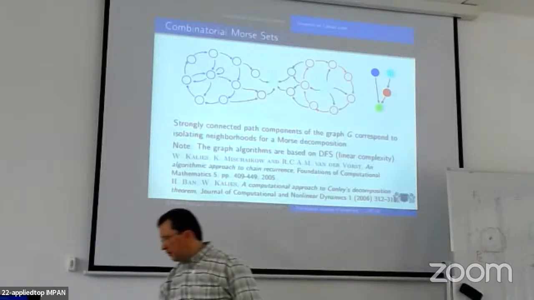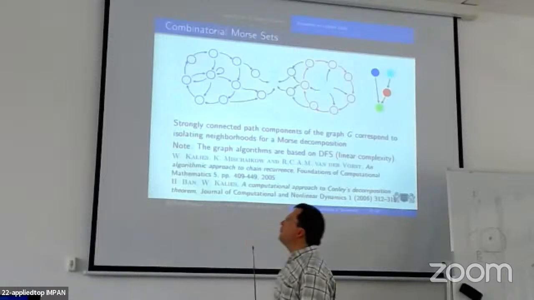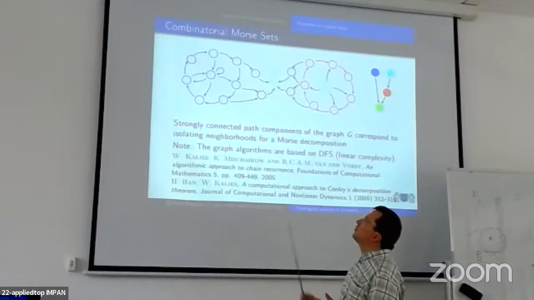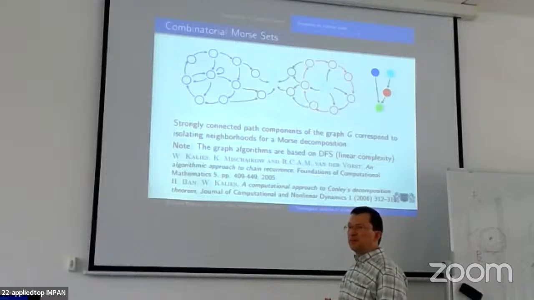It's linear. Sorry? Different functions correspond to different Morse decompositions? Different functions will correspond to different graphs. Different functions will give rise to different graphs, and sure, they correspond to different Morse decompositions. Sure.